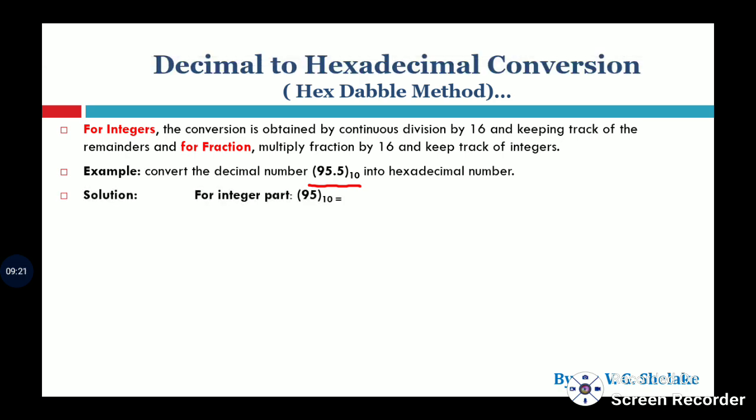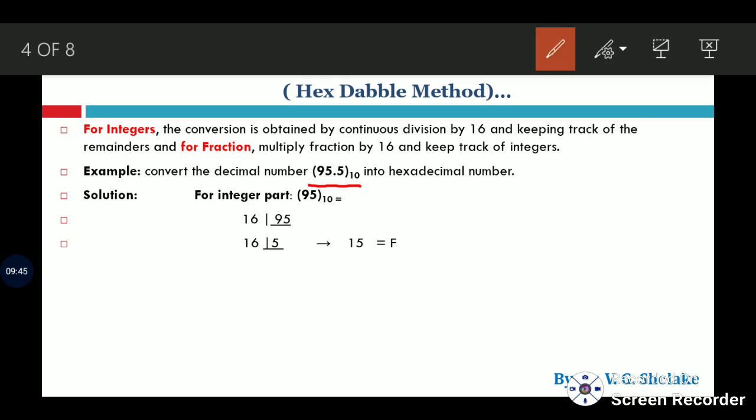So for the integer part, we have to successively divide it by 16 and keep the track of remainders. So now we will divide 95 by 16. 16 times 5 is 80 and the remainder will be 15. So 15 is represented by F because decimal 15 is nothing but hexadecimal F. So we will represent it as the hexadecimal symbol F.